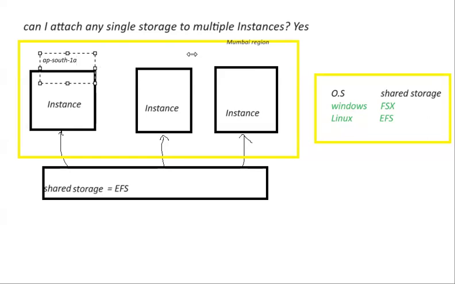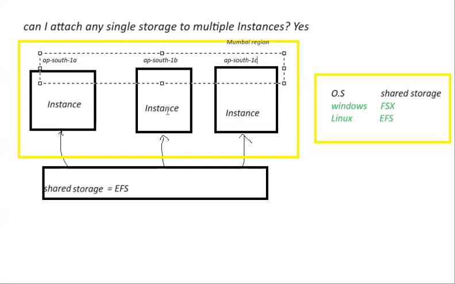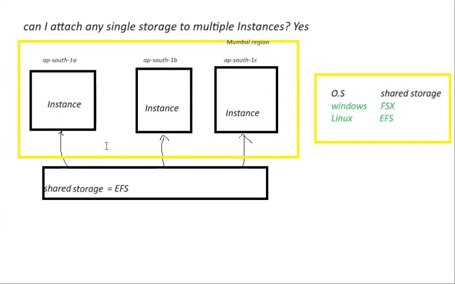And let's say the second instance is present in another availability zone, that is AP hyphen South hyphen 1B availability zone. And this third instance is present in AP hyphen South hyphen 1C availability zone. So now, can I attach this EFS to these instances? Yes, we can attach this EFS to these instances, which are present in the same region.